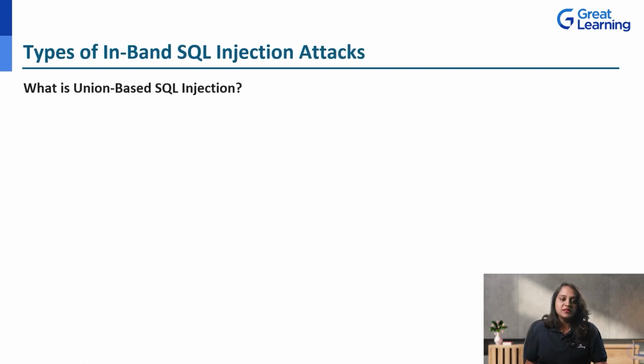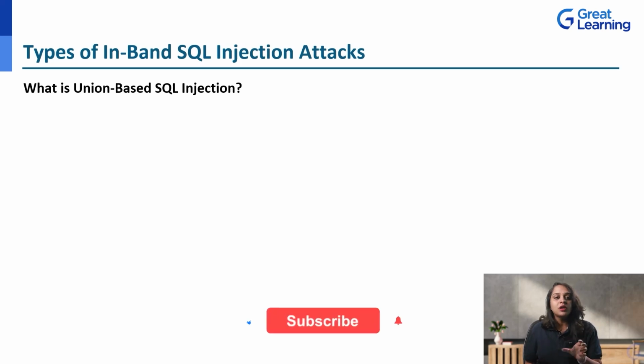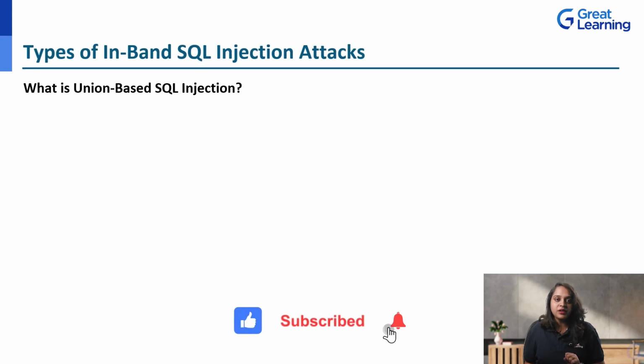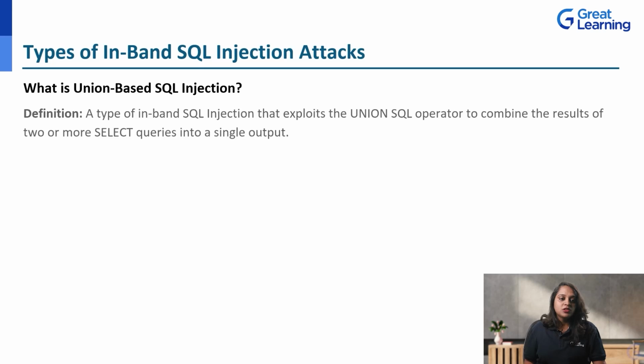The next one is the union-based, right? Now we will understand what this union-based SQL injection is in detail. As we all know, we are using the union operator in order to carry out the attack here, right? Union-based SQL injection is an in-band SQL injection that exploits the union SQL operator to combine the results of multiple queries into a single output. So here we are using the select queries.